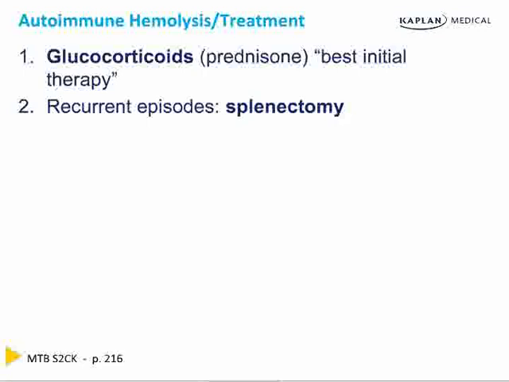And now, what happens if there's recurrences? You stop the steroids and it comes back, and you start the steroids again and it gets better. You stop the steroids and it comes back. You've got to remove that spleen.